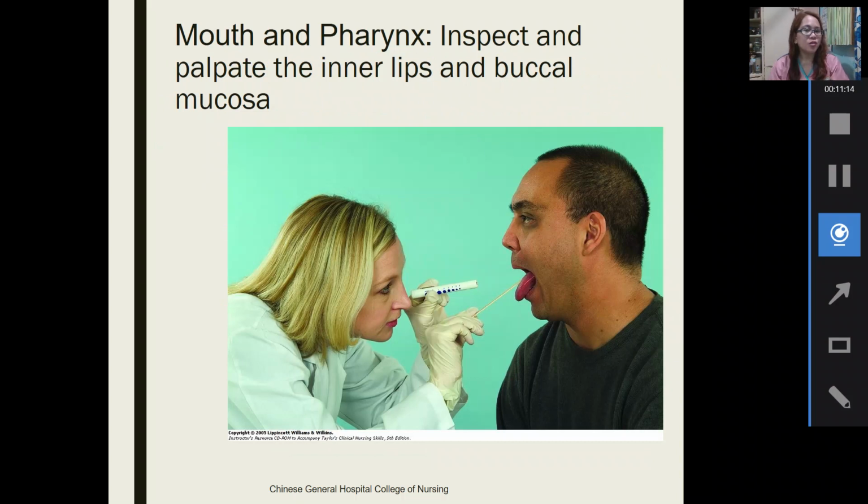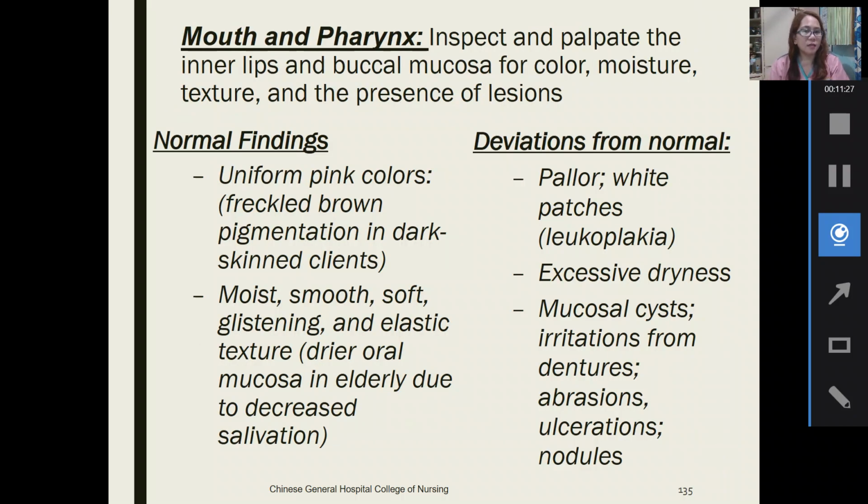Bumalik tayo doon. So, mouth and pharynx. Inspect and palpate the inner lips and buccal mucosa. Okay, you can ask the client to say... Inspect and palpate the inner lips, diba? And buccal mucosa for color. Check for moisture, texture, and the presence of lesions.